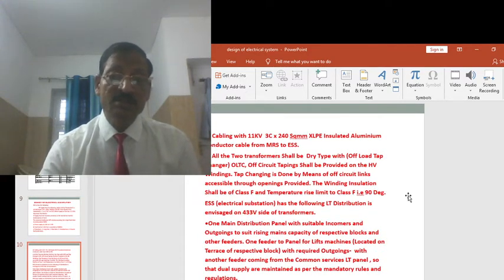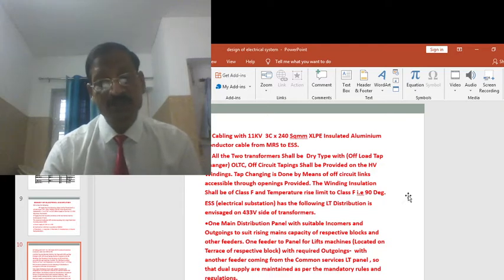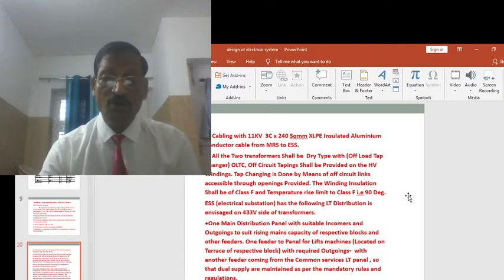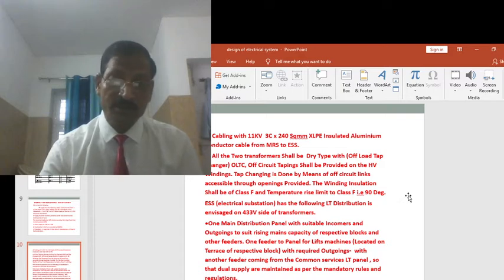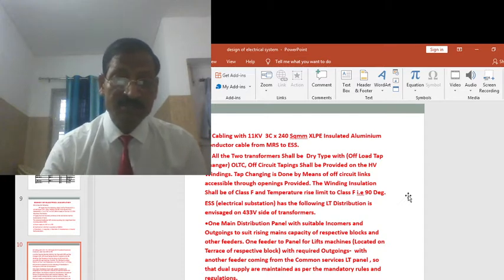Cabling with 11 kV 3 core into 240 square mm XLPE insulated aluminum conductor cable from the main receiving station to the electrical substation. All the 2 transformers shall be of dry type. If we are using them in the basement, then they will be dry type. The transformer can be on off-load tap changer or on-load tap changer depending upon the requirement. Tap changing is done by means of off-circuit links accessible through openings provided. The winding insulation shall be class F and the temperature rise limited to class F, that is 90 degrees centigrade.